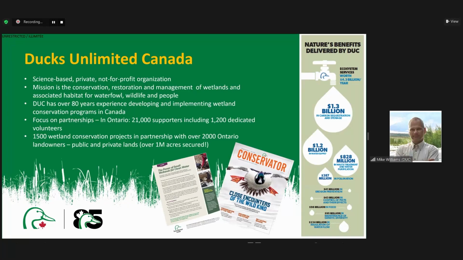Our company has been around since 1938. In fact, this is our 85th anniversary this year, but we've been operating in Ontario since about the mid-70s. So we have a lot of experience in designing and delivering various types of wetland projects. We can't achieve our mission alone, so we work in partnerships with many other conservation and government agencies, as well as private landowners. In fact, we have over 21,000 members in Ontario, along with 1,200 dedicated volunteers. And to date, we have over 1,500 conservation projects across Ontario, involving about 2,000 private landowners. And recently, we surpassed the 1 millionth acre conserved, so that was a huge milestone for us.